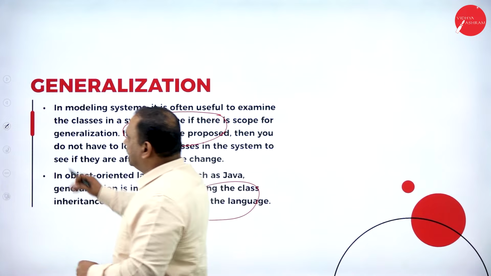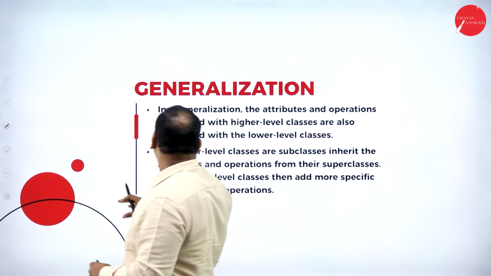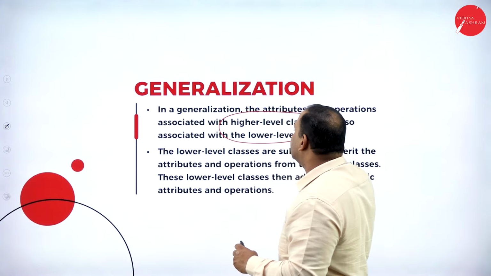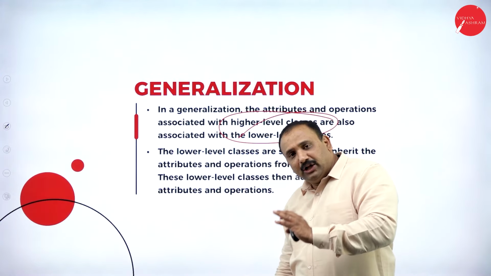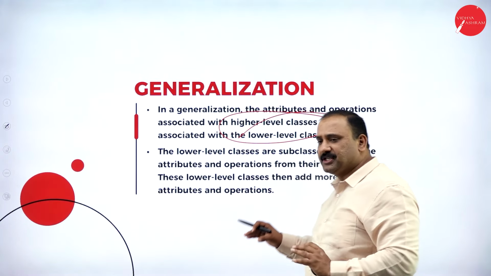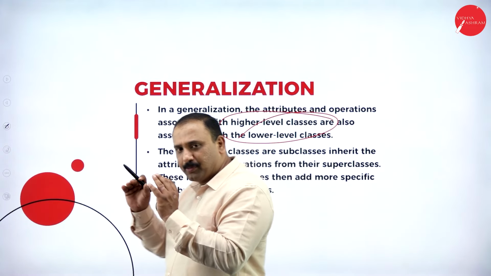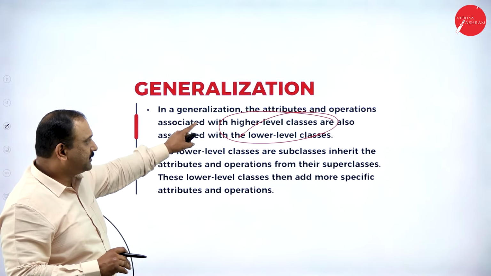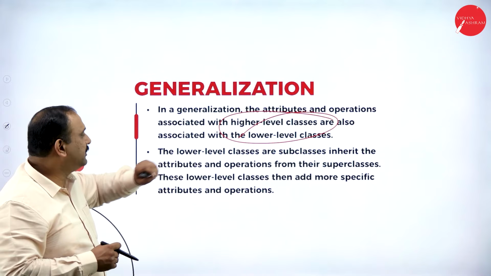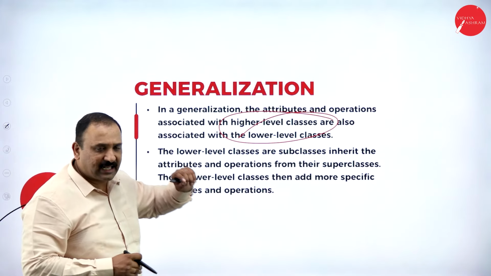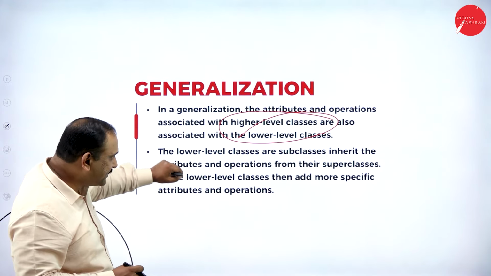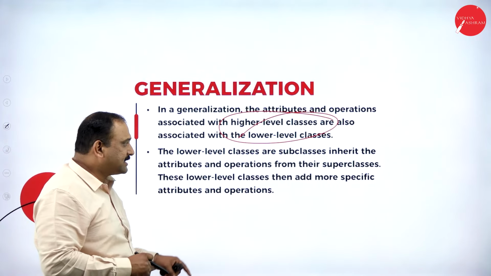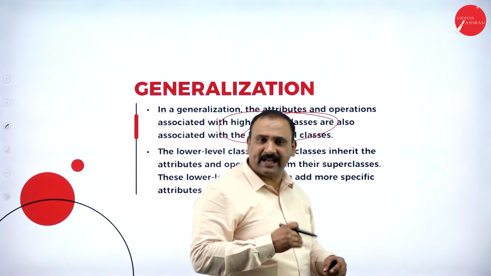Now, moving further, let us talk about the attributes that are associated with higher level classes, also associated with the lower level classes. Generalization is not something that I would like to talk about like 50,000 feet above the land, but it also applies when I'm talking at the ground level. The lower level classes, the subclasses, inherit the attributes and operations from their superclasses. These lower level classes add more specific attributes and operations.